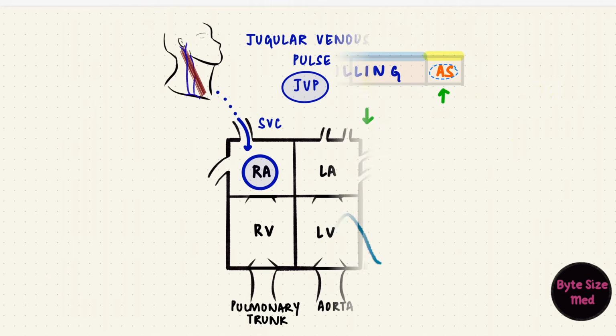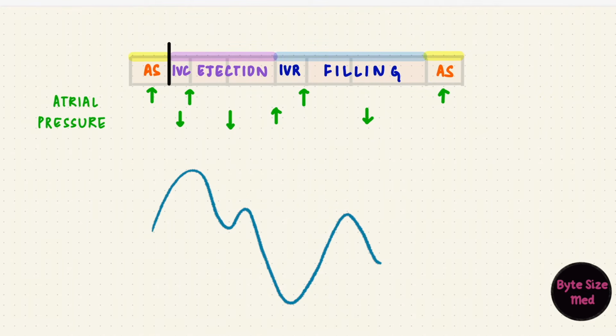Let's bring back the events of the cardiac cycle. Now, at the start of isovolumetric contraction, the atrioventricular valves close. And at the start of isovolumetric relaxation, the semilunar valves close. At the end of isovolumetric contraction, the semilunar valves open. At the end of isovolumetric relaxation, the atrioventricular valves open.